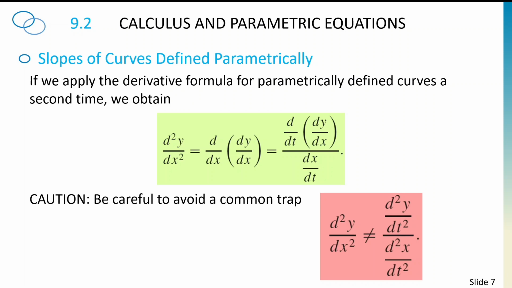Now the next part is to find the second derivative. Now to find the second derivative, maybe you think, okay, I need to find the second derivative of dy over dt over the second derivative of dx over dt, which is not the case. This is not true. It's the common mistake that I usually see. So to find the second derivative, we have the first derivative already, right? To get the second, we need to find the first.